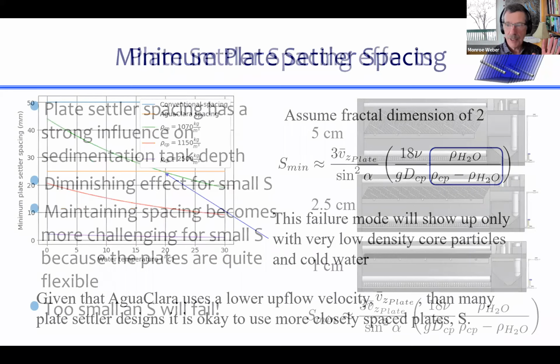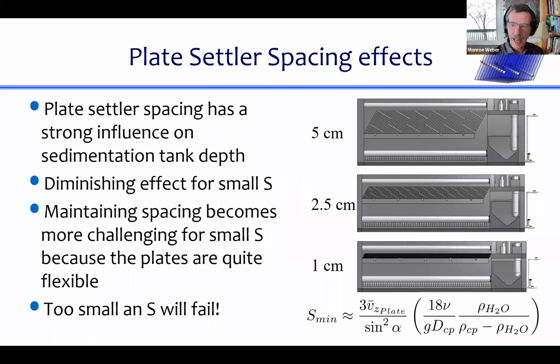So anyway, we use 2.5 centimeter spacing. That's the plant that I have here in the middle of the slide. Spacing has a big influence on how deep the sedimentation tank has to be, so that the tank gets deeper as the plate settler spacing increases. And do you see why that's true? If I increase the plate settler spacing, in the plate settler equation, the length of the plate settler divided by the spacing is an important dimensionless parameter. So if I increase S, I have to also increase L to get the same thing out of it.